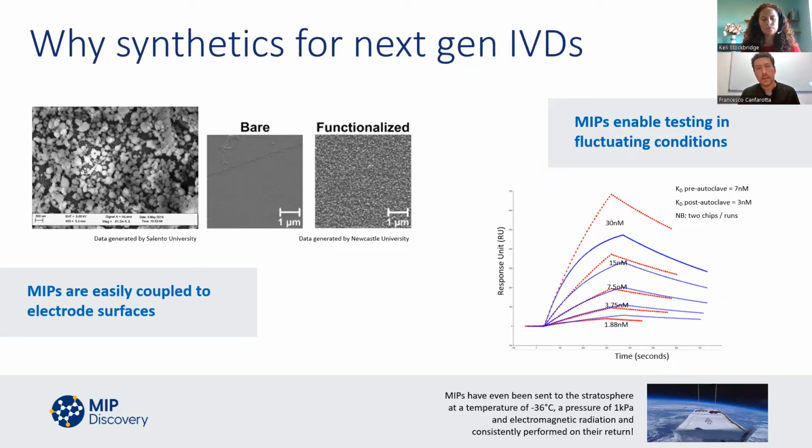On the right-hand side is an example of how our nanoMIPs are robust. We have subjected our nanoMIPs to an autoclaving cycle at 121 degrees. And you can see how the performance of these nanoMIPs prior to and after autoclaving is very similar. So it's a clear demonstration of the robustness of our nanoMIPs.